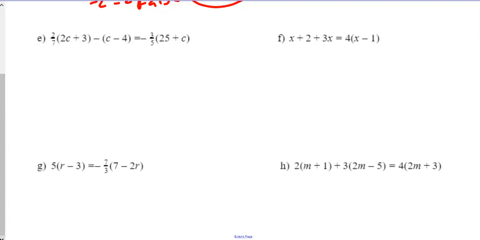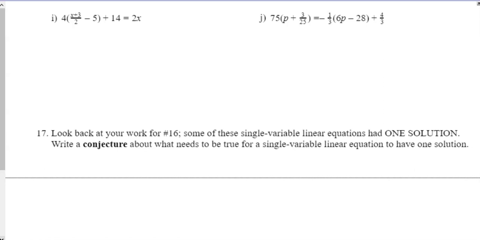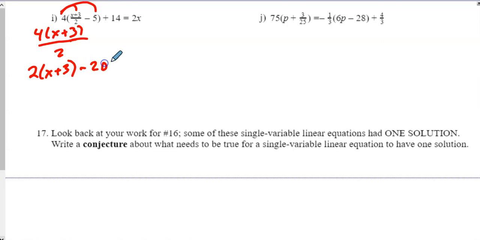Let's look at G. I'm sorry, actually I want to go to I. Now in this case, I have a fraction here, but it's inside the parentheses, so I really do need to distribute. So when I take 4 times this, I'm going to take this in a few different steps here. This 4 and 2 cancel. Now you might see that right away and realize that's just simply 2 times that quantity, x plus 3. Either way, now I have to distribute through the 4 times the negative 5, so that's going to be negative 20 plus 14 equals 2x.